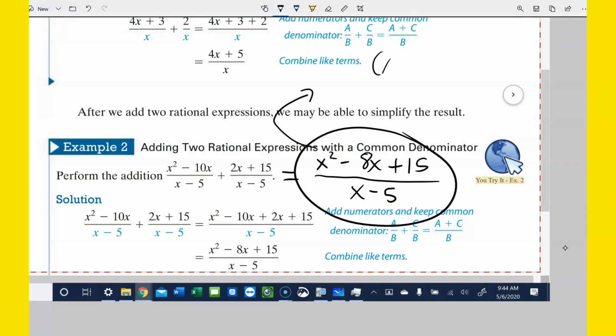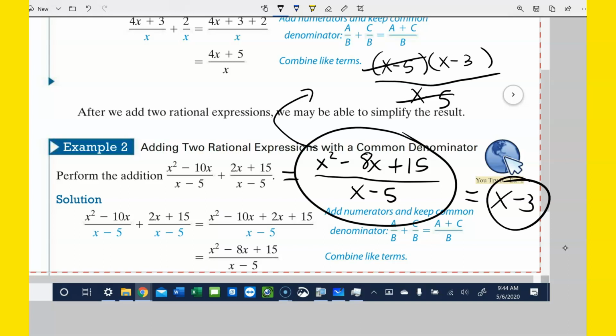It factors as x minus 5 and x minus 3. See, factoring just stays with you. You can't get rid of it. It's all over the place in math. And negative 5 plus negative 3 is negative 8. Negative 5 times negative 3 is positive 15. All right, and that's over x minus 5. So now we get to cancel out the x minus 5s. And so my final answer here is simply x minus 3. And that's my answer in simplest terms.